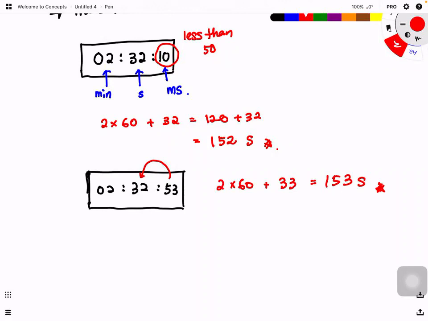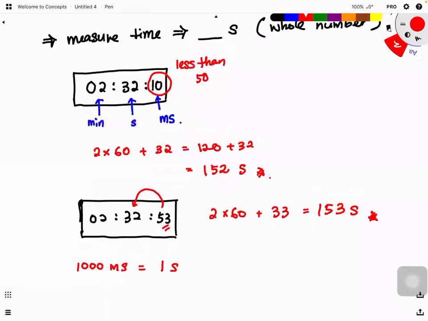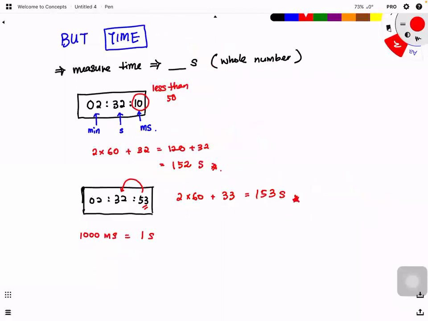Okay, so always remember 1000 milliseconds is equivalent to 1 second. Are you clear? So the 53 here is actually 530 milliseconds. Yeah, guys. Clear? So this is how we record for measurements. Okay, so you can take a photo for this.